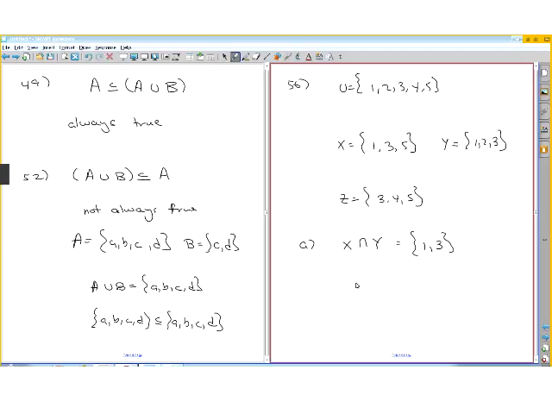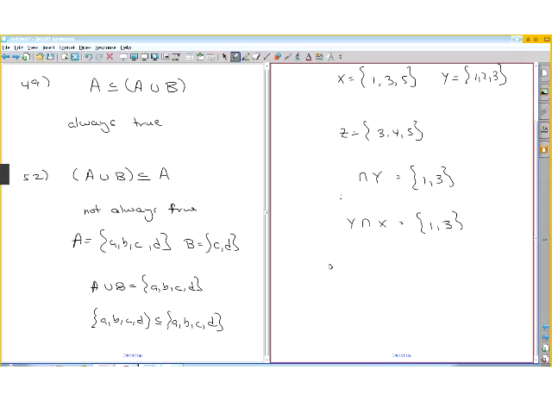The next thing we have is Y intersect X. Actually, this is exactly the same thing. It doesn't matter the order when you have an intersection or a union, I guess. So it's still 1, 3. And then the question is, state a conjecture. Well, the conjecture is just what I said: the intersection of X and Y is equal to the intersection of Y and X.